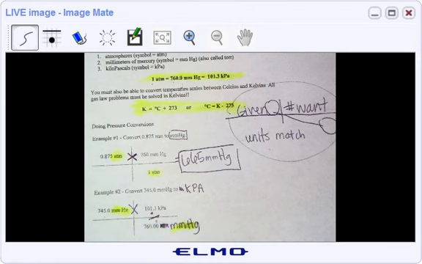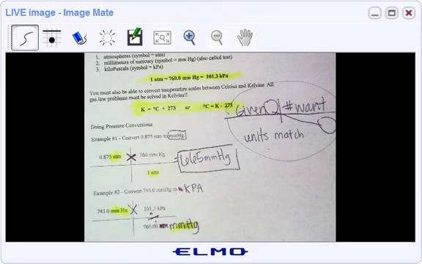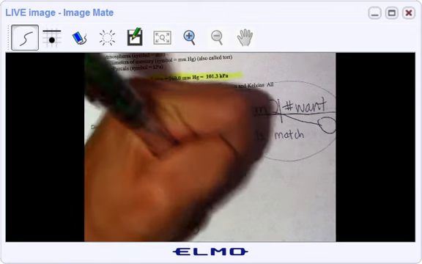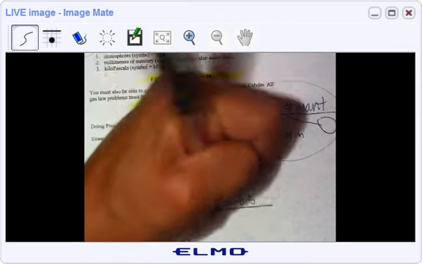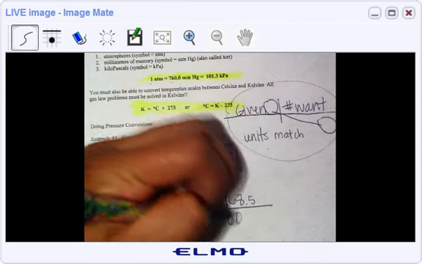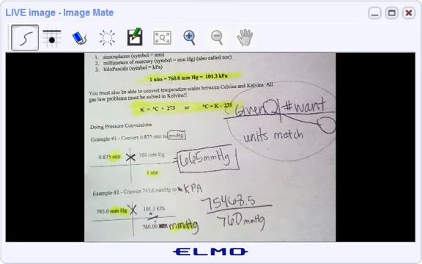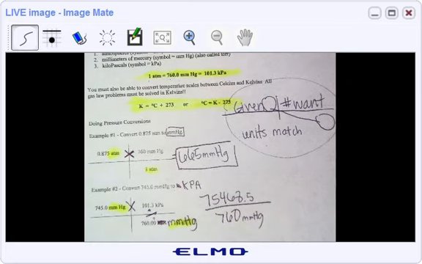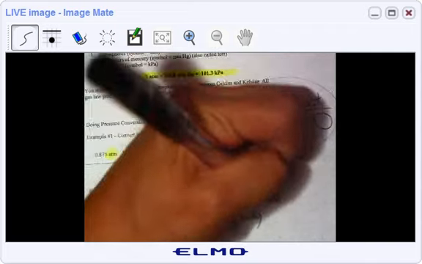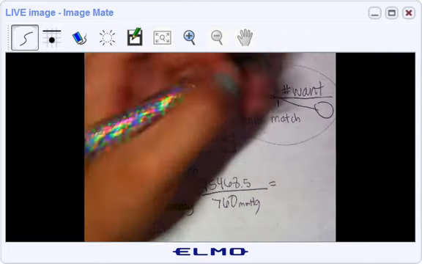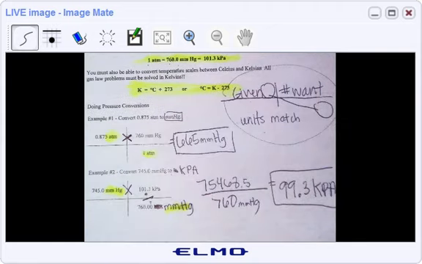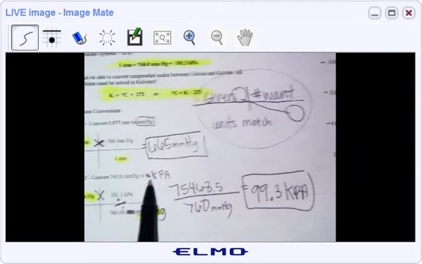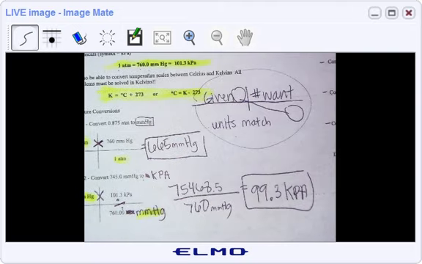So in my calculator, I'm going to type 745 times 101.3, and that gave me a very large number. I will write it down. 754. And then divide by 760. And this gave me the answer, and it's kPa because I was converting to kPa. So just remember what you're changing it to.